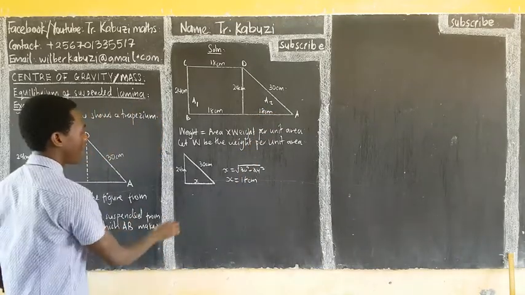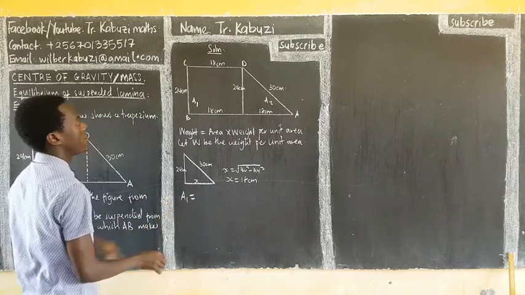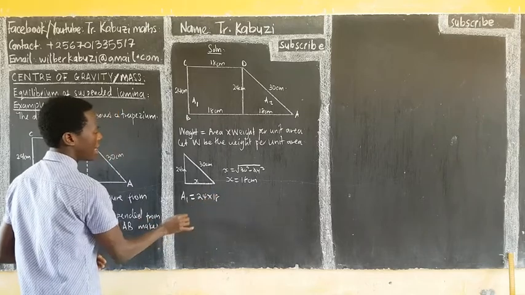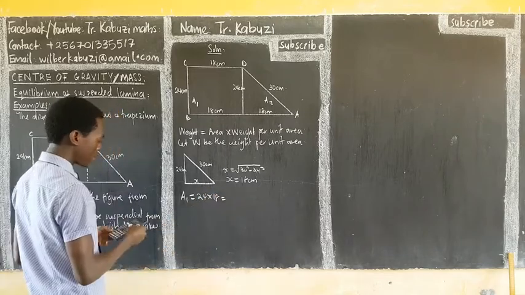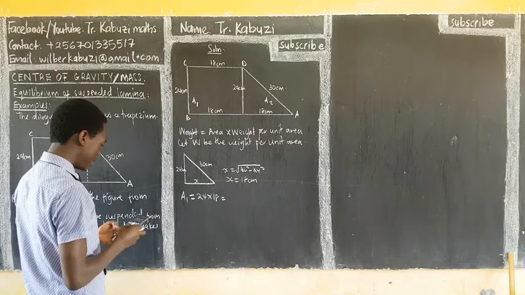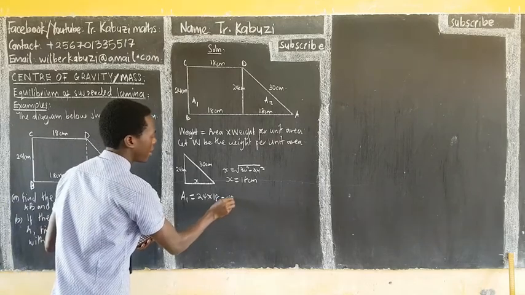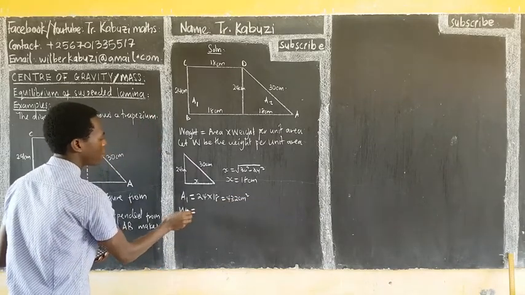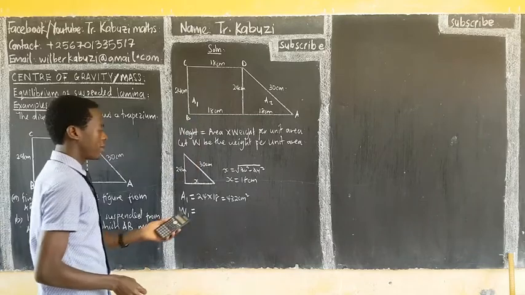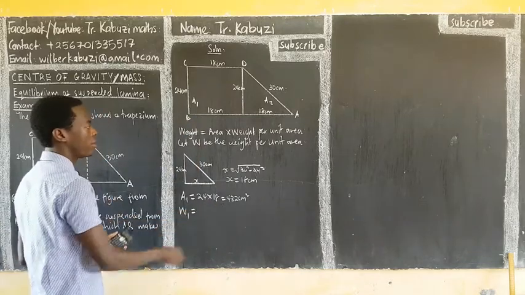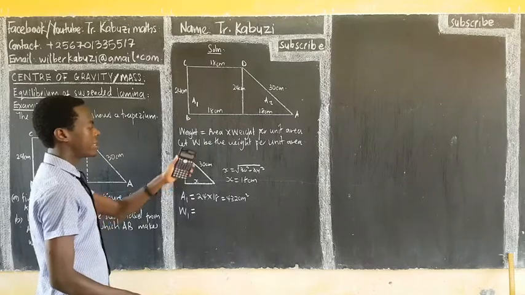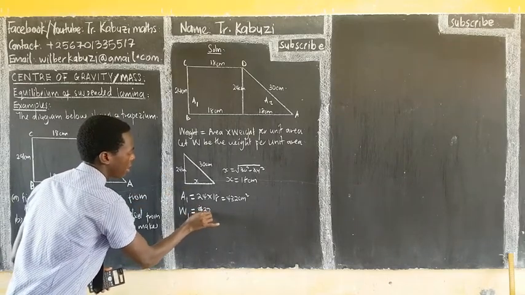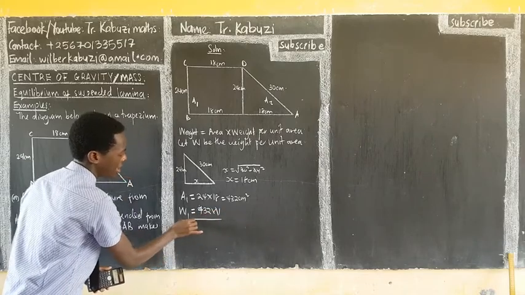So now I can get area 1, which is length times width, so 24 times 18. I'm getting 432 centimeters squared. So the weight 1, for only this part, is the area times the weight per unit area, which we said is W. So it's 432W. That is my weight.